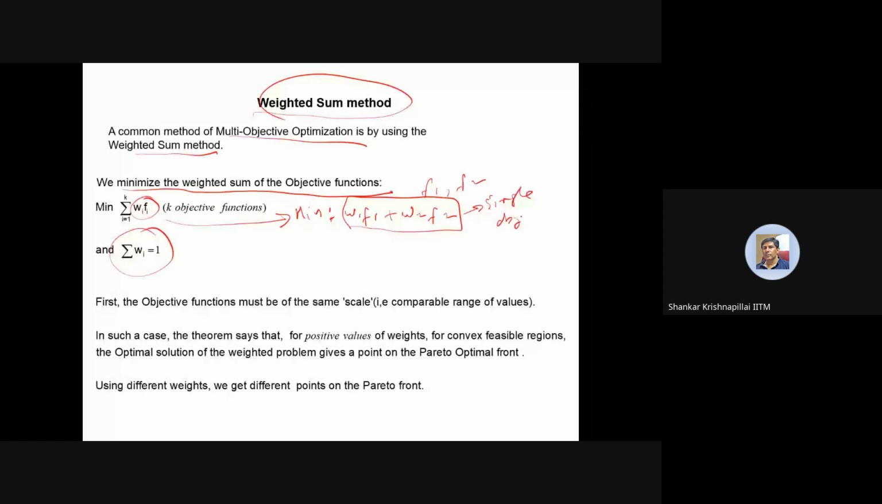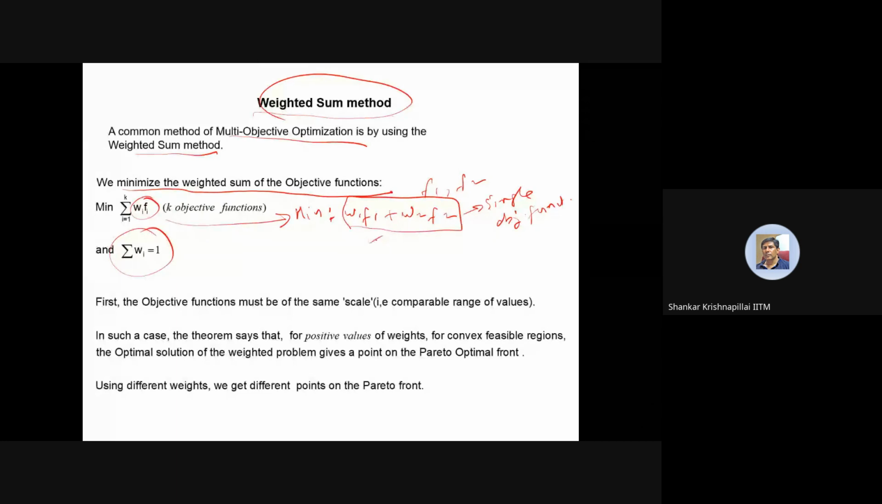Then you can use the single objective function optimization algorithms like Cauchy's methods or Fletcher-Reeves methods or sequential quadratic programming. Those types can be used after the multi-objective problem is converted to single objective.